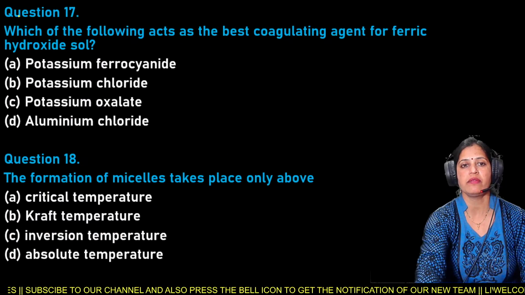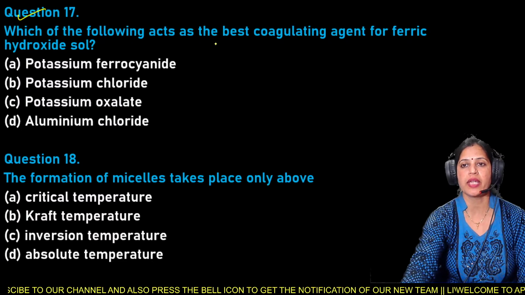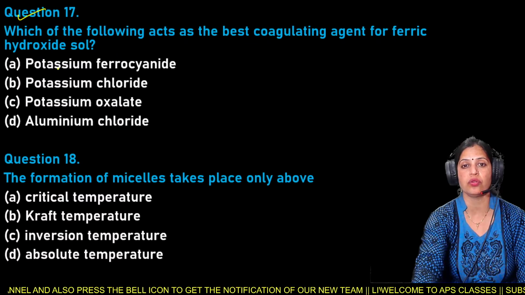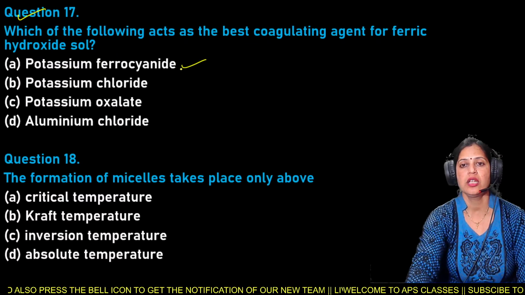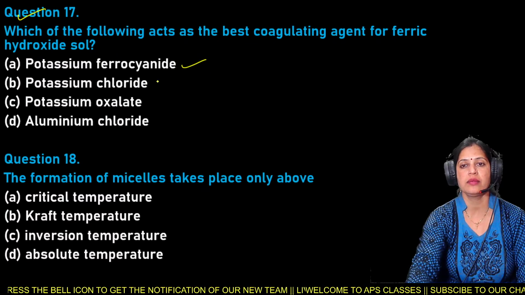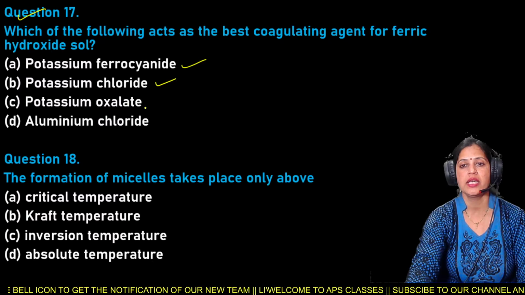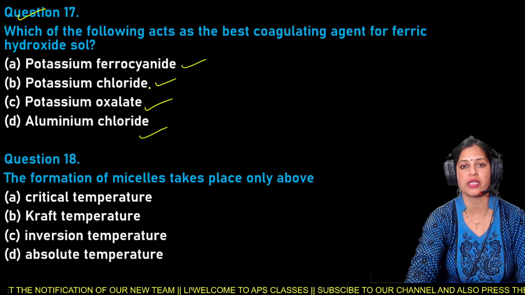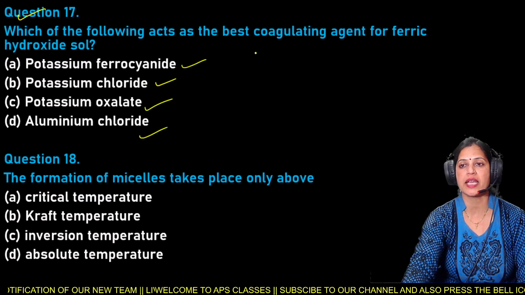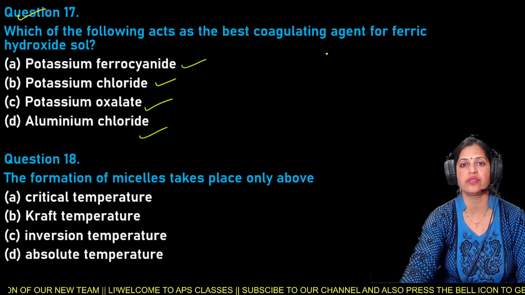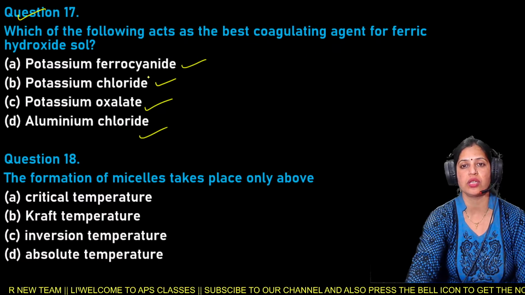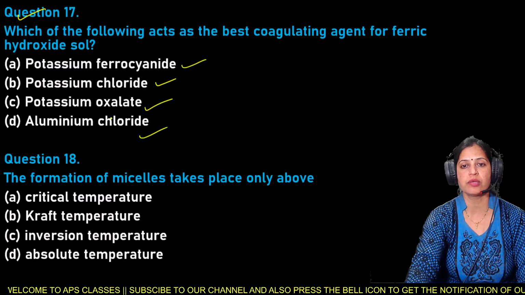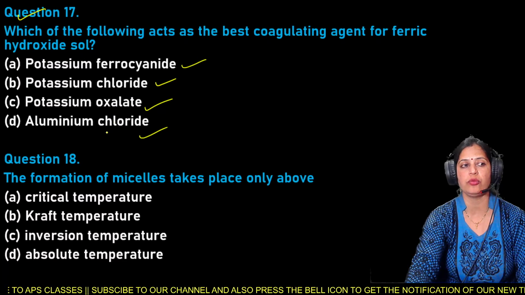Next is your question number 17. Which of the following act as the best coagulating agent for the ferric hydroxide sol? Options are A, potassium ferrocyanide, B, potassium chloride, C, potassium oxalate, and D is aluminum chloride.